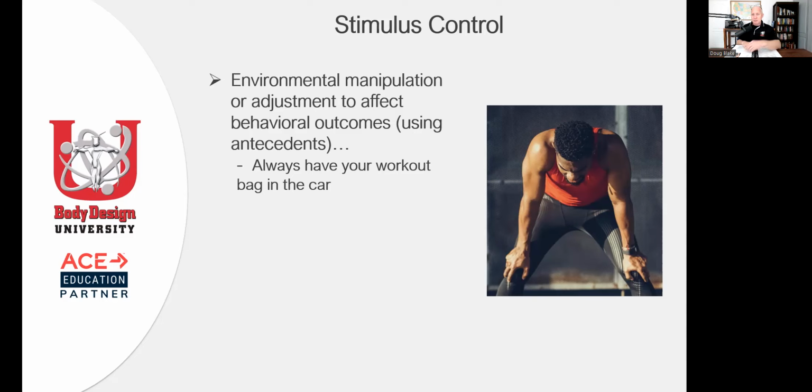I also have contingency plans if my electricity or my internet goes off. Now, is that stimulus control? Of course it is. I'm manipulating my environment to make sure that certain things don't happen. Does that make sense? So here's an example. Always have your workout bag in the car. Me personally, I don't have to worry about that. I've been doing this for 35, 40 years. I always have my workout gear. I always have access to, but that's me.